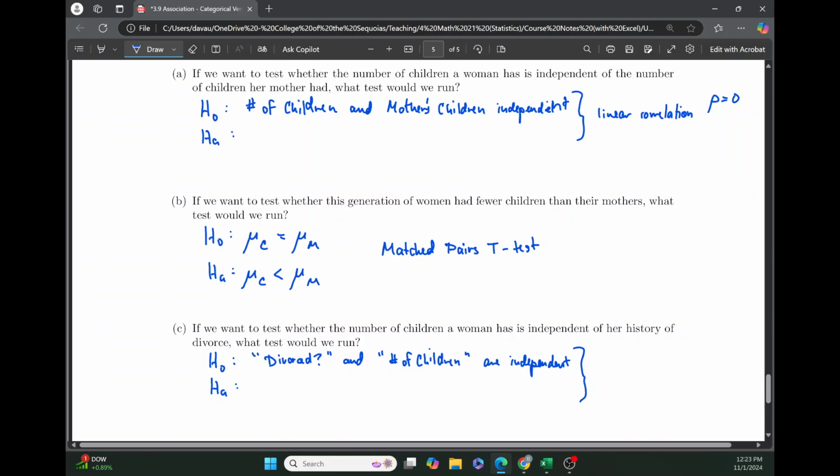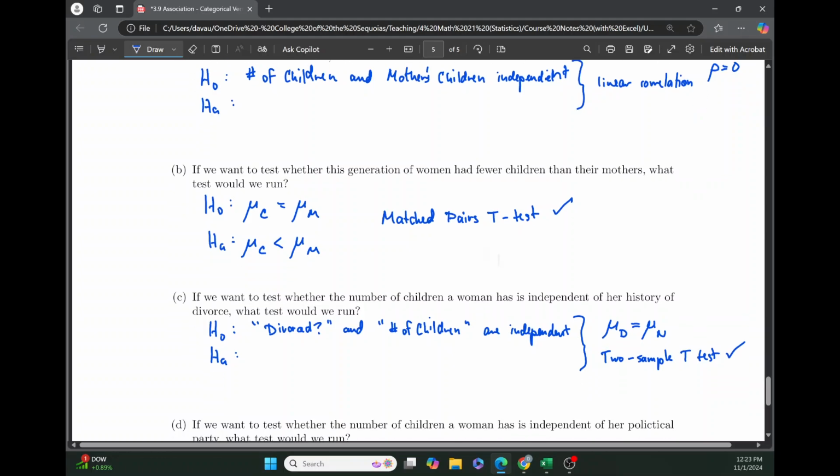The null hypothesis would be that the mean of the divorced is equal to the mean of the not divorced, right? It would be a two-sample t-test. Okay, so this is where we use a matched pairs t. This is where we used a two-sample t.